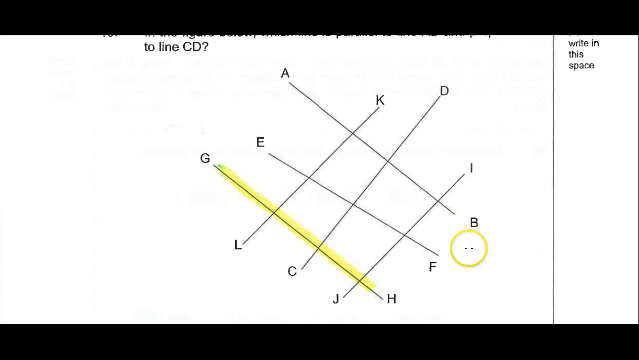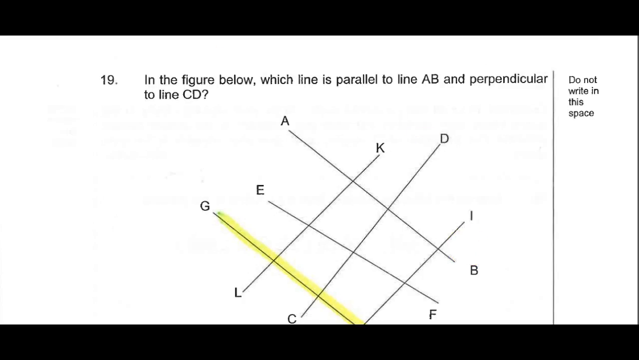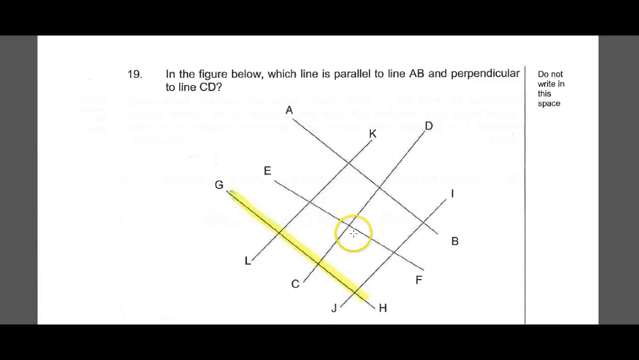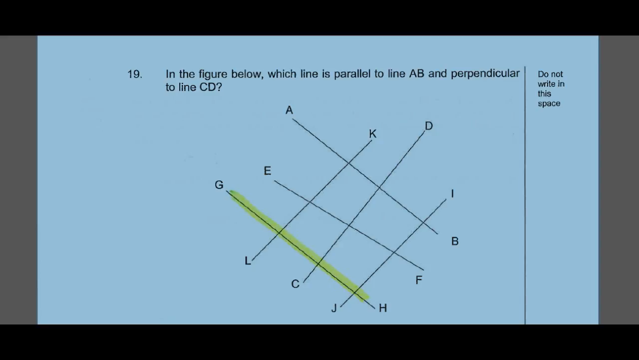Let's carry on. Let me squeeze it smaller a little. The line that is parallel to AB and perpendicular to CD is this line GH. You can see GH is perpendicular to CD over here, and parallel to AB. So you do this: parallel to AB, perpendicular to CD. All right, let's carry on.